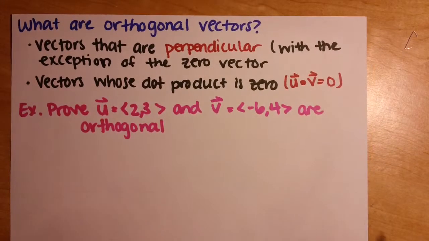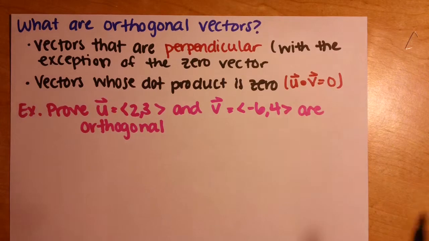So now let's look at what are orthogonal vectors. Orthogonal vectors are vectors that are perpendicular, with the exception of the 0 vector, and vectors whose dot product is 0. So u dot v is going to be 0.